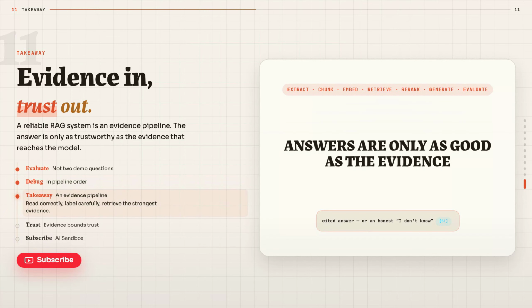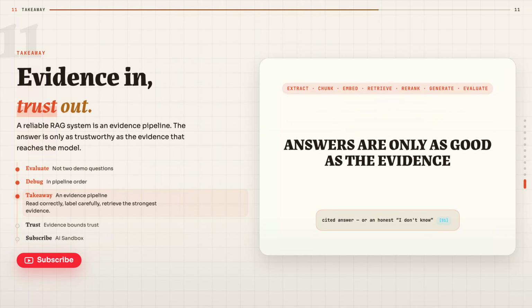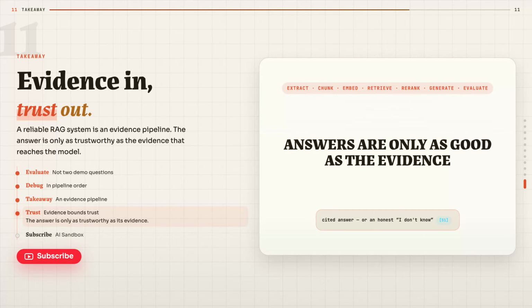So here is the takeaway. A reliable retrieval-augmented generation system is not a chatbot connected to a database. It is an evidence pipeline. Read the source correctly, divide and label it carefully, make it searchable by meaning, find the strongest evidence, and require a cited answer or an honest "I do not know." The final answer can only be as trustworthy as the evidence that reaches the model.